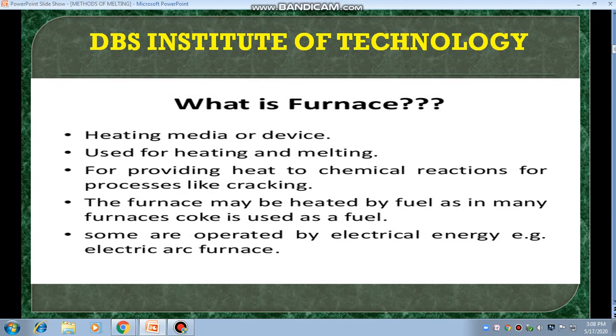for processes like cracking. The furnace may be heated by fuel, as in many furnaces, where coke is used as a fuel. Some of the furnaces are operated by electrical energy. That's why they are called electric arc furnaces.